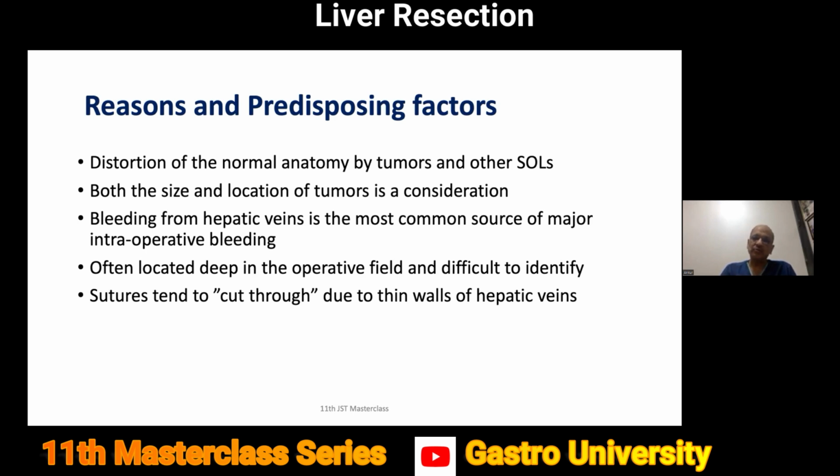Sutures tend to cut through because these are very thin-walled veins, and so it's a kind of panicky situation that the patient is continuing to bleed and you cannot locate where the blood is coming from.